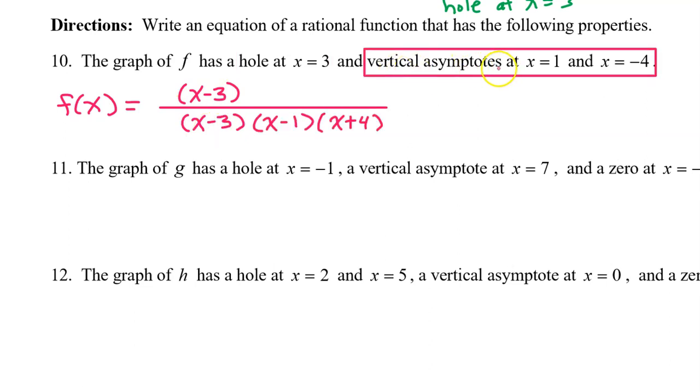We have a vertical asymptote at x equals 1, so we need a factor in the denominator that does not cancel out, so x minus 1. And we have a vertical asymptote at x equals negative 4, so we need an x plus 4 in the denominator that does not cancel out. This is the final answer.